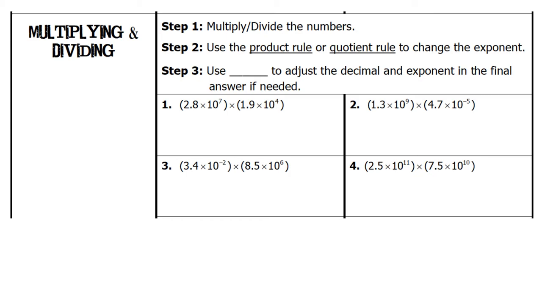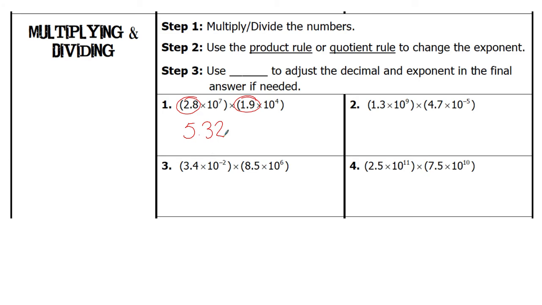So if we take a look at this one, we're going to multiply or divide, depending on what you're told to do, the two pieces. So you're going to multiply and divide 2.8 times 1.9. I'm going to get out my calculator to do that. I get 5.32. Because with multiplication, I don't have to make it the same.